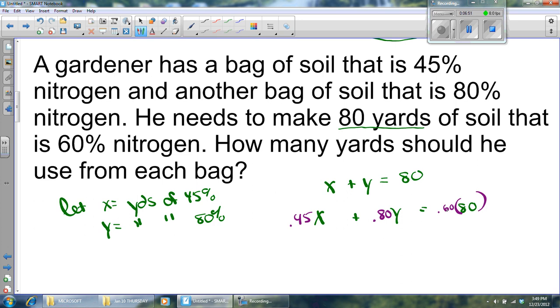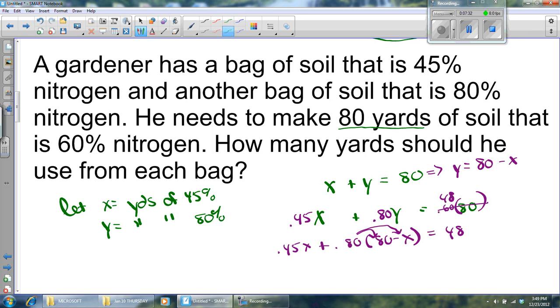And 48, I think. Yeah, 48 should be right. So that's going to be 48. Okay, I'm going to solve this equation. This time I'll solve for y. I'll get 80 minus x. So I'm going to substitute it in: 0.45x plus 0.80 times (80 minus x). That'll equal 48. Okay, going to distribute here.